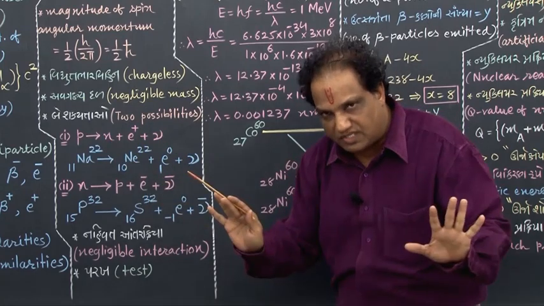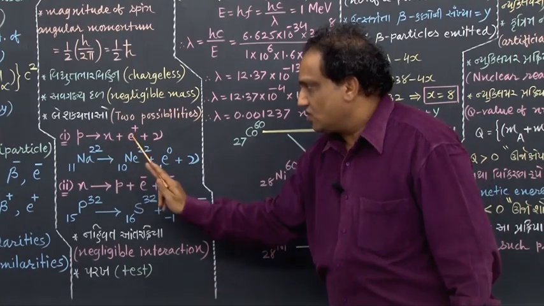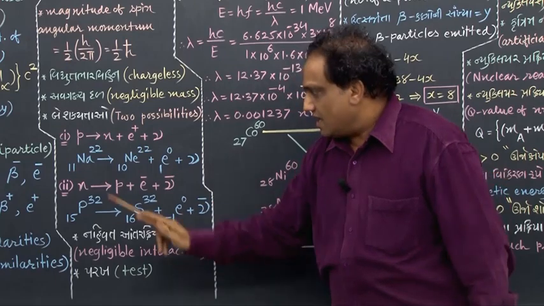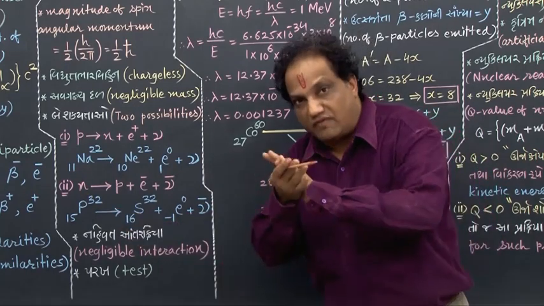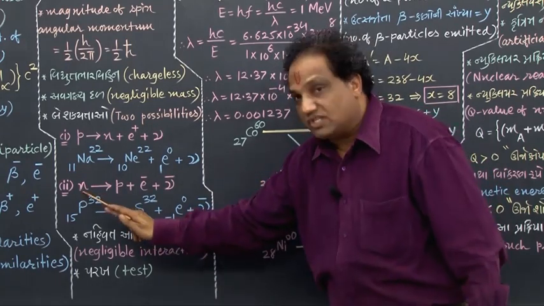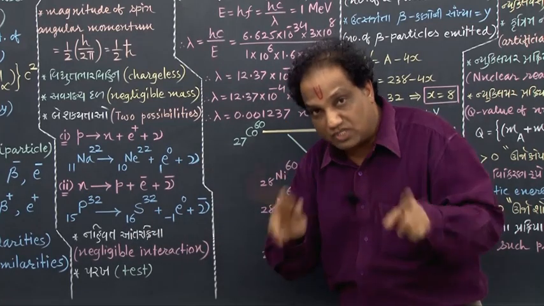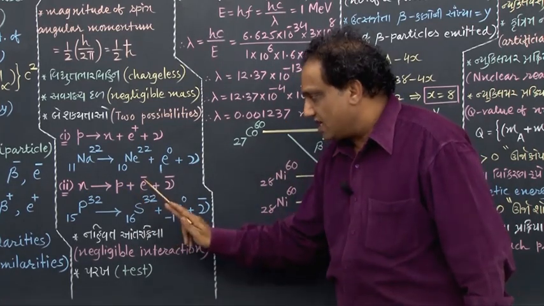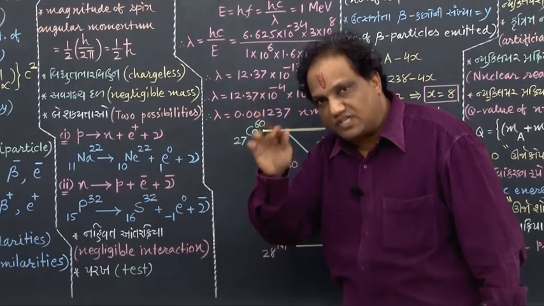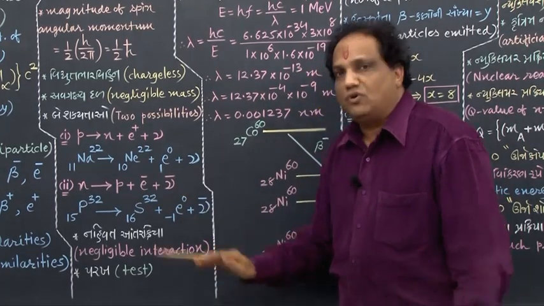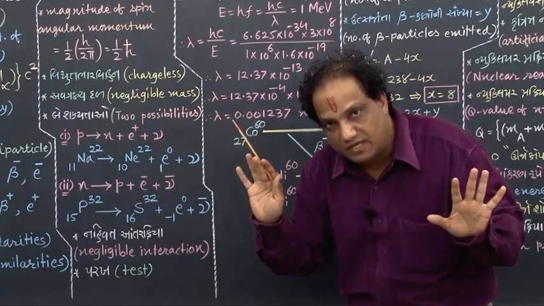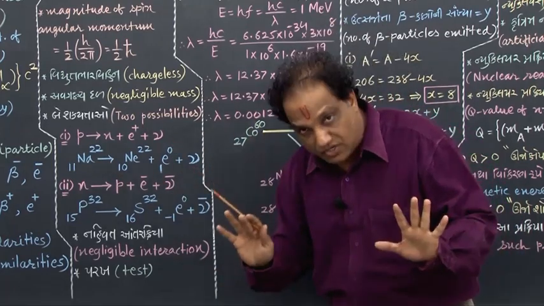Neutrino also does not have any charge. So the charge of proton and the charge of positron, they are the same. Here, neutron does not have any charge. So if the initial charge is 0, then the final charge also must be 0. The charge of proton and charge of electron, if you add, the total charge is 0, and antineutrino does not have any charge. Okay? So there is a conservation of charge.